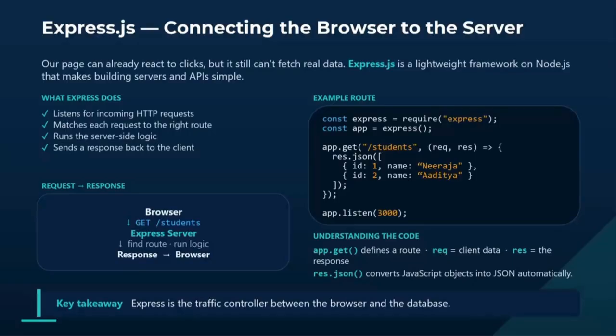Another important concept we learned is routing. A route simply tells Express: if someone requests this URL, execute this function. This means that whenever a browser sends a GET request, Express will execute the associated callback function. So Express knows how to receive requests, but where does the actual student information come from? That's where the database becomes essential.